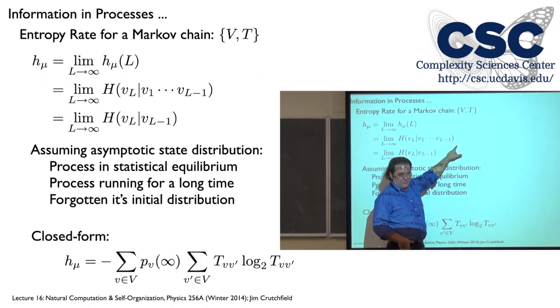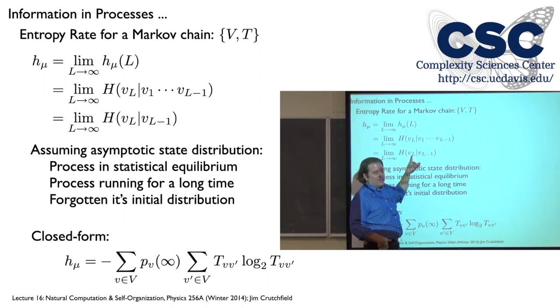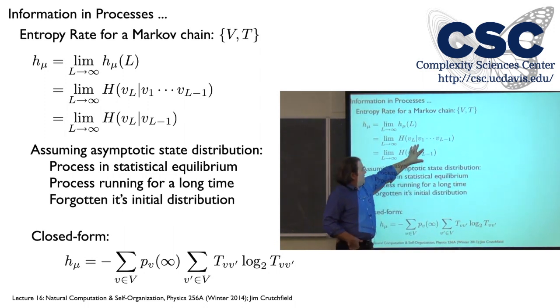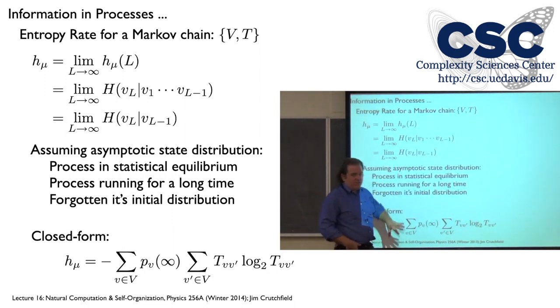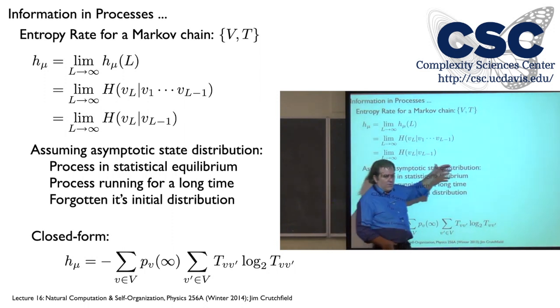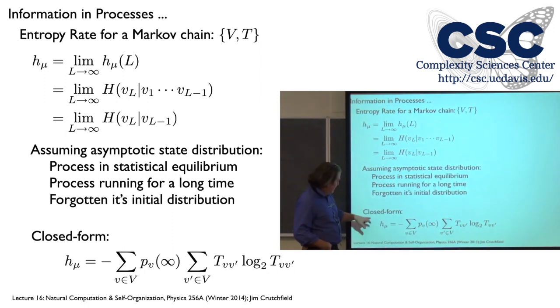Well, it's a Markov chain. It's order 1. Therefore, the next state only depends on the immediate preceding one. Chop that off. Well, what's this? Down inside, this conditional distribution of next state given the previous one, that's what the transition matrix gives us. So we can calculate h mu directly from that. What we have to do is calculate the asymptotic state probabilities. Using the transition matrix, we look at the left eigenvector, normalize that in probability. And then the closed form expression for the entropy rate for a Markov chain is just, think of it as the state averaged transition uncertainty.